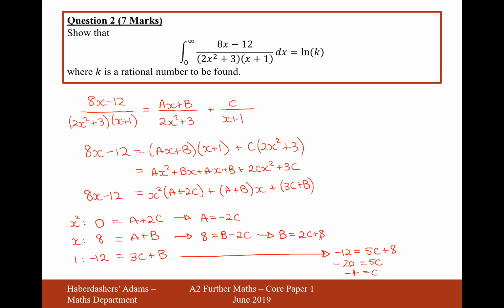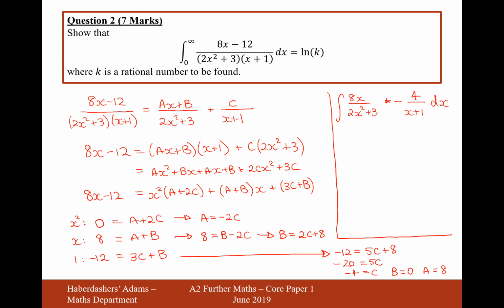So let's go back and work out what b is now equal to. 2 times c is minus 8, and then plus the 8, you get b is 0. And then a, you're going to get 8, because minus 4 times minus 2 is positive 8. So therefore the integral that we're now going to be working out is the integral of ax, that would be 8x, over 2x squared plus 3, and then plus, there'll be no b on the top there, and then it'll be plus c, which is minus 4 over x plus 1.